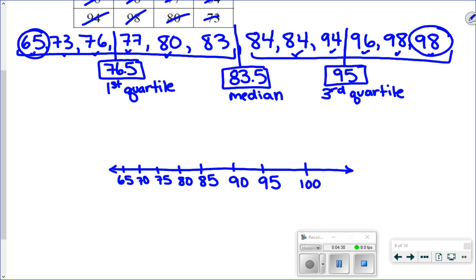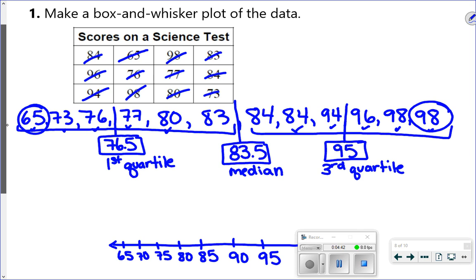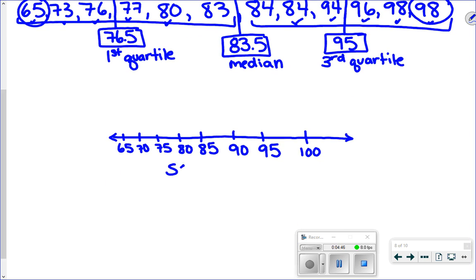When you have a story problem situation, you do need a label at the bottom. This one looks like scores on a science test, so I'm going to go ahead and write that same information underneath it. Often you see the title for a box and whisker underneath it, but sometimes you see it above. You could do it either way.